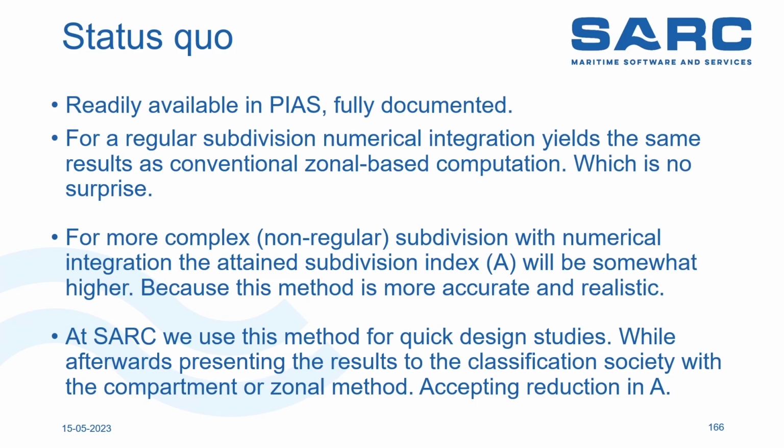Since it's not fully accepted, I can't make a calculation based on the numerical integration method, send it to the class, and expect to get it back approved. We normally use it for quick design studies, and then finally we make the conventional probabilistic damage stability calculation for approval. But even for basic or quick design studies, it's a really fast method of calculation.